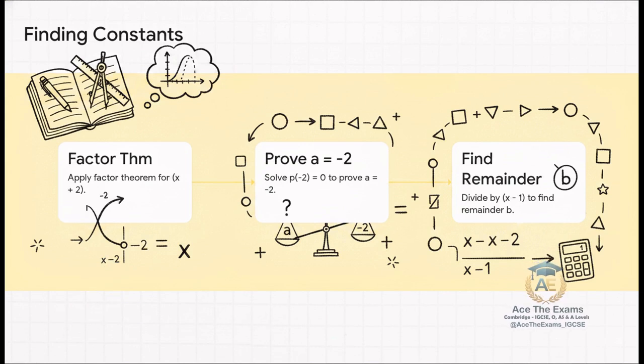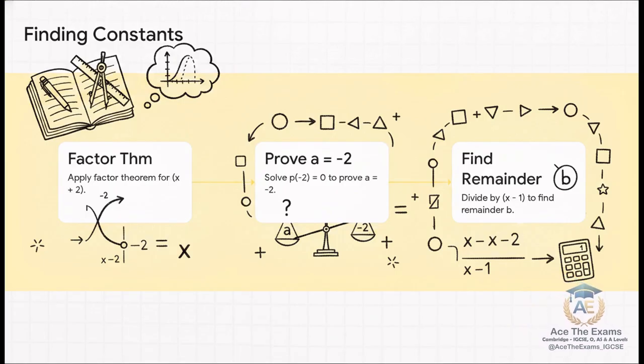Now that our polynomial is complete, we need to find the remainder when dividing by x minus 1. We simply plug a positive 1 into our newly completed equation and boom, whatever number pops out is our remainder, b. Precise, logical, and guaranteed full marks.